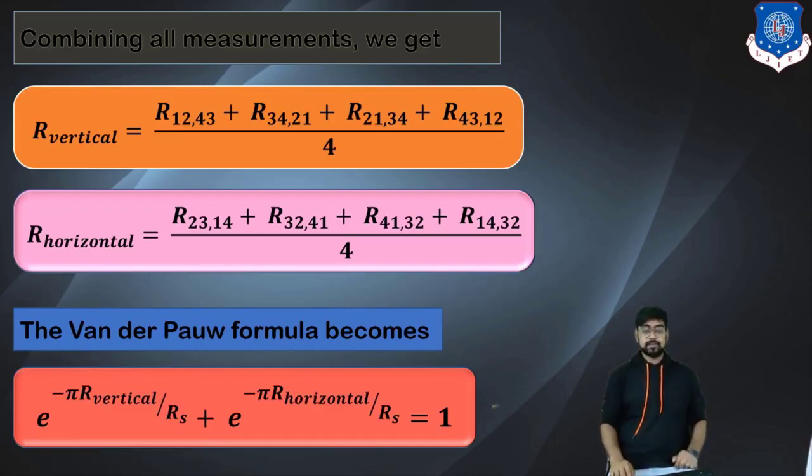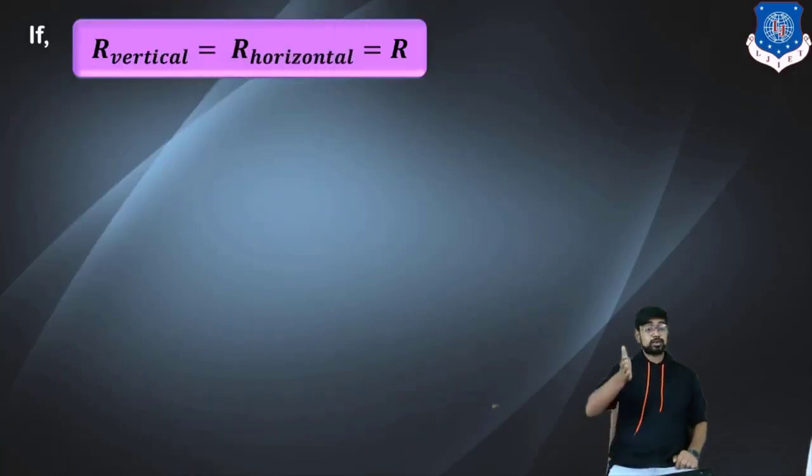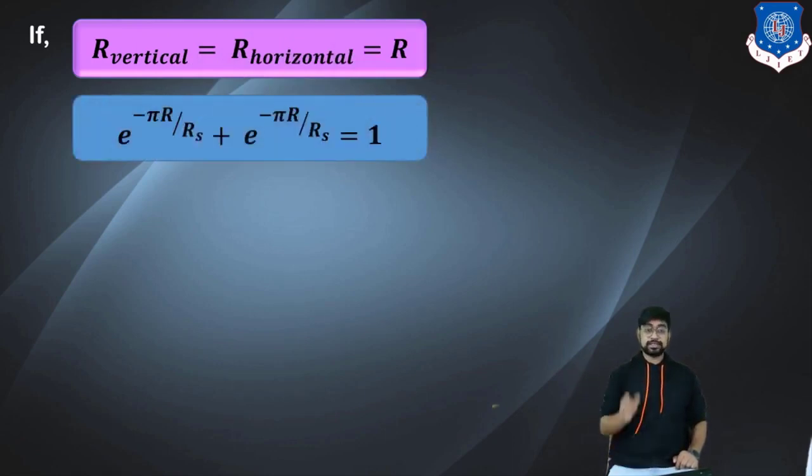So ideally it should be 1. But when we are taking an ideal condition, R vertical equals R horizontal equals R. So all resistance values we are getting are the same. So we will be equating that equation, and instead of R horizontal and R vertical, we will be writing R.